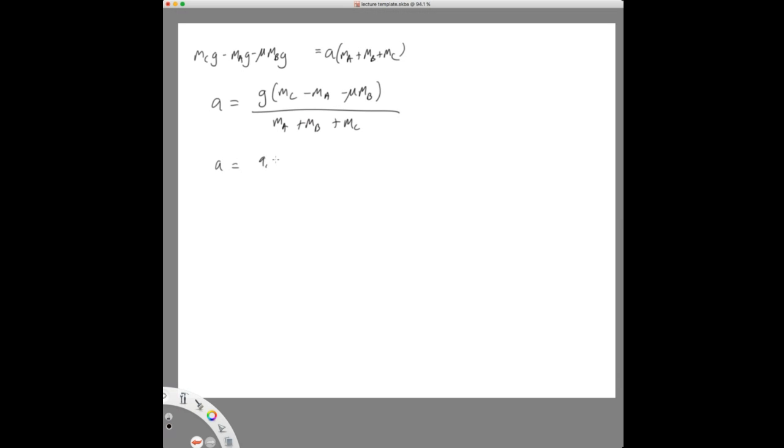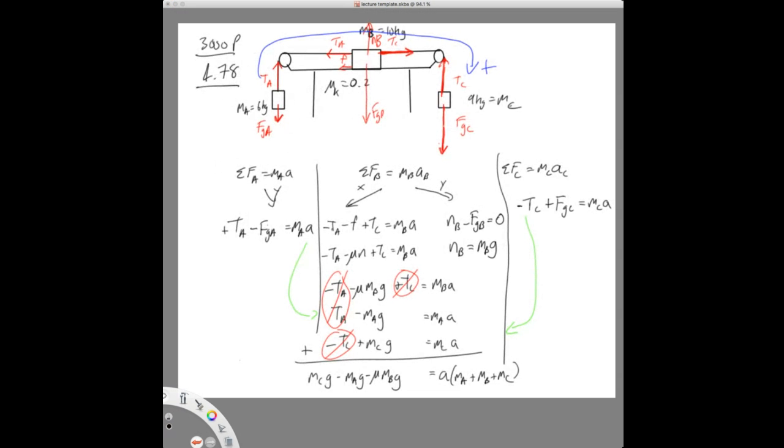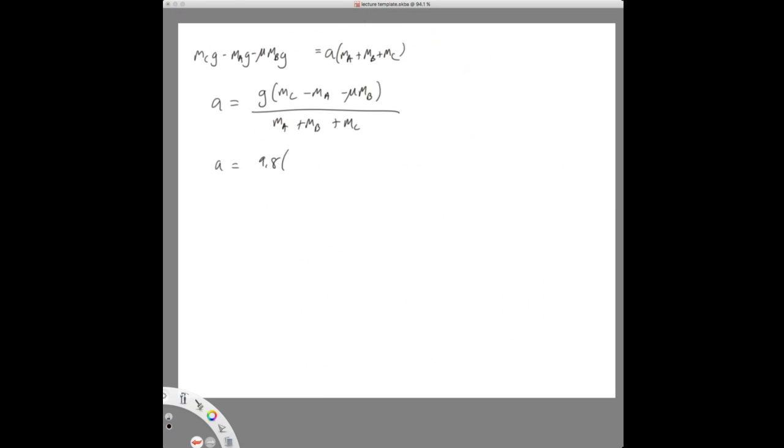We have 9.8 times the quantity. Going back and looking at my masses, MC was 9, MB was 10, and MA was 6. So that is 9 minus 6 minus 0.2 times 10, where the 0.2, I believe, was my value from you. And then that's over 9 plus 6 plus 10.